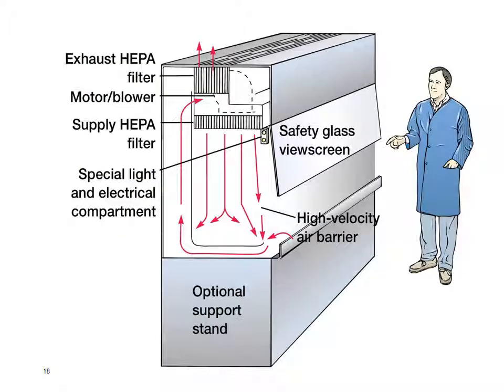Here we have a schematic of a laminar flow biological safety cabinet, and you can see the location of the HEPA filter and also the high velocity air barrier that's created.